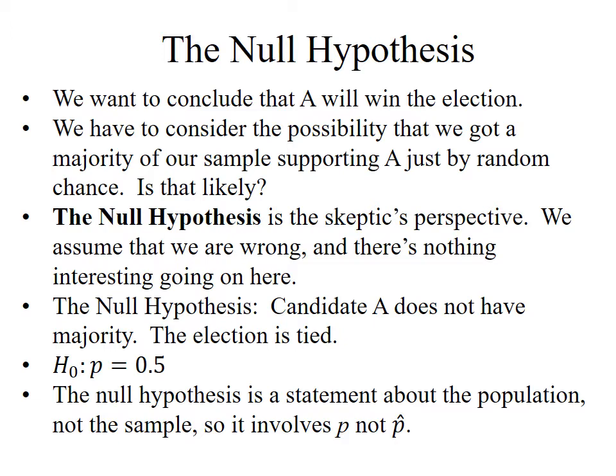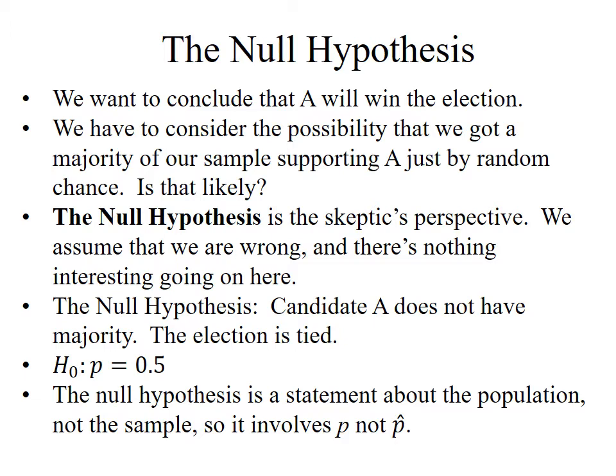So in this case, the null hypothesis would be, candidate A doesn't have a majority. The election's just tied. That would be kind of the most boring result we could get. So we write this in hypothesis testing. We have very, very specific, proper mathematical symbols that we use to describe this, so everybody knows what we're talking about.